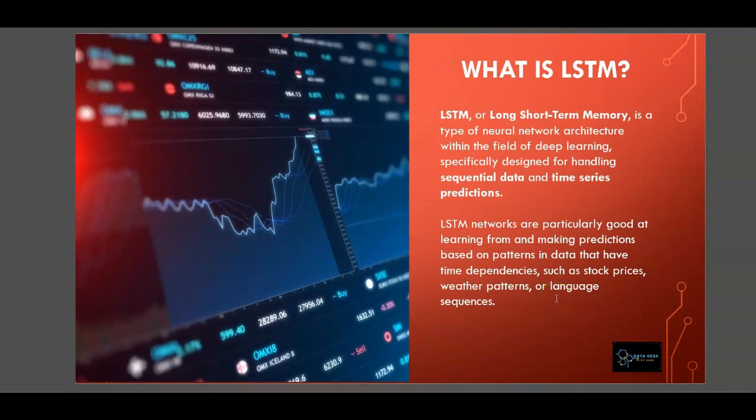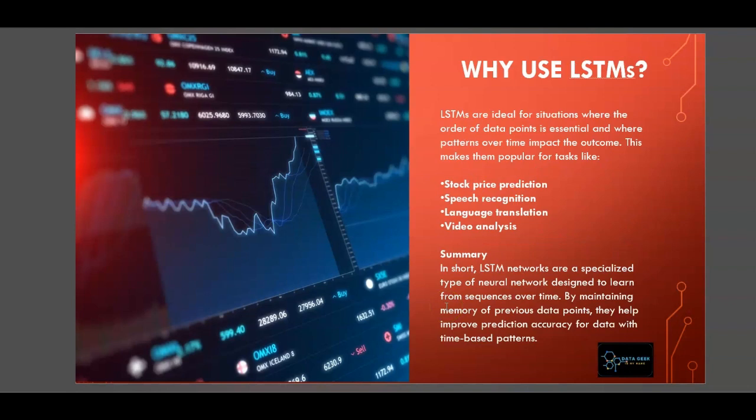First off, I want to explain what LSTM is if you don't already know. LSTM stands for long short-term memory. This is a type of neural network architecture within the field of deep learning, specifically designed for handling sequential data and time series prediction. LSTM networks are particularly good at learning from and making predictions based on patterns in your data that have time dependencies, such as stock prices, weather patterns, or language sequences.